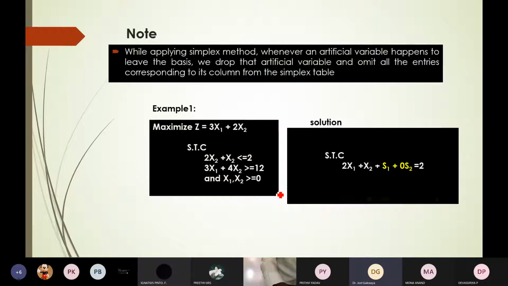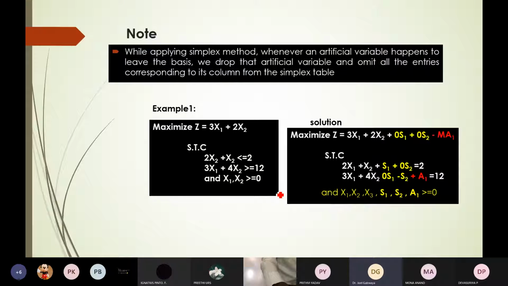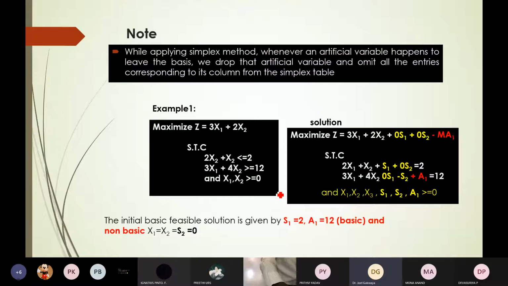Let us look at the exercise which we have seen yesterday. This conversion, all this we have seen yesterday. So this is an important point to understand. The initial feasible solution is S1 equal to 1, A1 equal to 2. These are the basic variables. So X1 and X2, they're non-basic, they are equal to 0, even S2. In case there is any artificial variable A, we consider that artificial variable rather than considering the surplus variable in the basic coefficient.